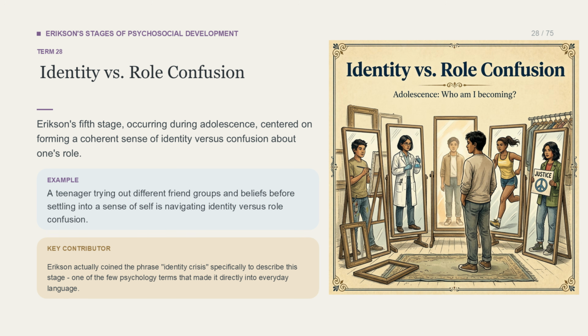28. Identity versus role confusion. Identity versus role confusion is Erikson's fifth stage, occurring during adolescence, and it's centered on forming a coherent sense of identity versus confusion about one's role. For example, a teenager trying out different friend groups and beliefs before settling into a sense of self is navigating identity versus role confusion.